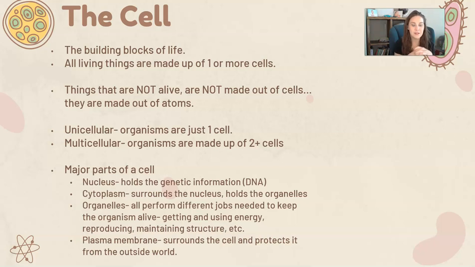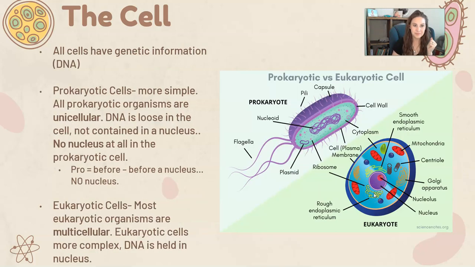Also, we'll need to know about the plasma membrane. This is what surrounds the cell and protects it from the outside world. Now, remember, all cells have to have some sort of genetic information, DNA. Every cell has to have some sort of DNA. It just looks a little different depending on the type of cell.